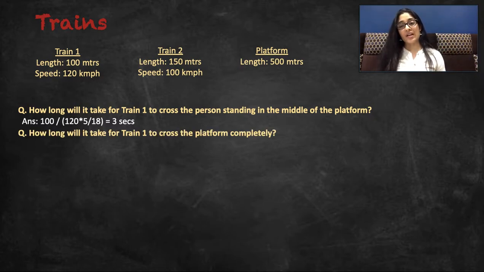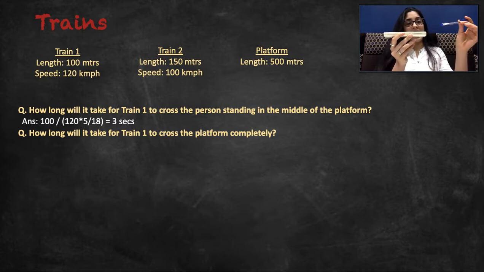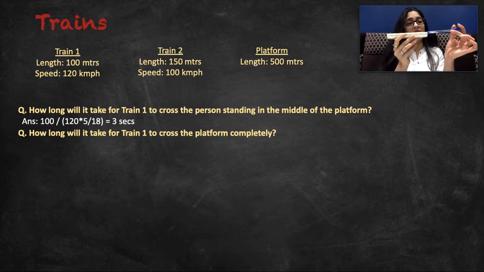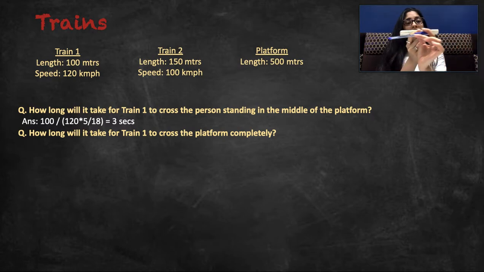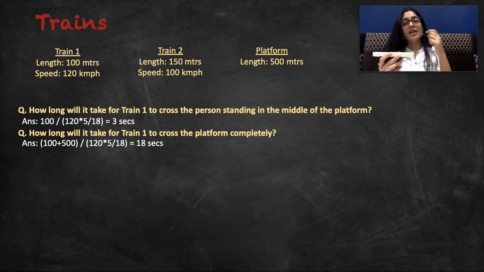Alright, next question. How long will it take for train 1 to cross the platform completely? Now this is the platform, and this is train 1. From wherever train 1 is coming, time taken will start to be calculated from when train 1 starts crossing the platform, that is this, till train 1 has already crossed the platform. So total distance to be travelled will be length of platform plus length of train 1, which gives you 600, and speed will be speed of train 1. So that gives you your answer as 18 seconds.